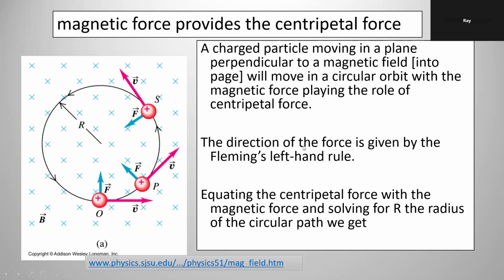Direction of the force is given by, well, you can try that, and you can show that the magnetic force is going towards the center there. Equating the centripetal force with the magnetic force and solving for R. The magnetic force, the centripetal force, V and V cancel off. Okay? So you want your R, cross multiply BQ, take it down. Okay or not? Any comment?